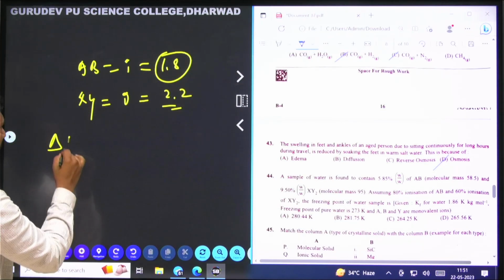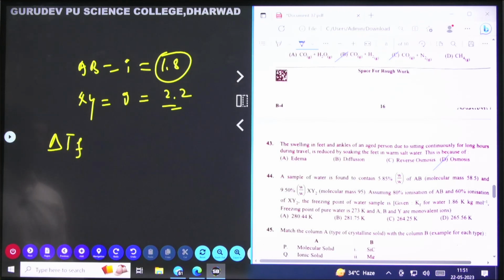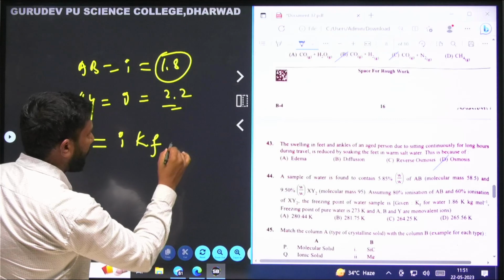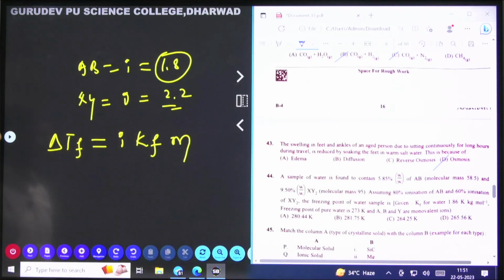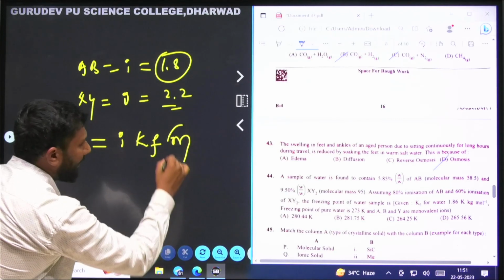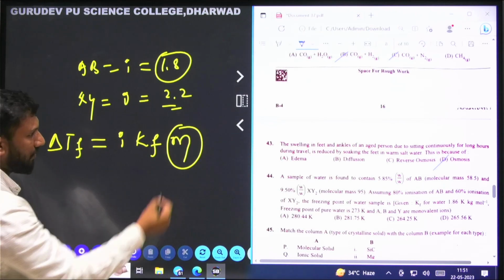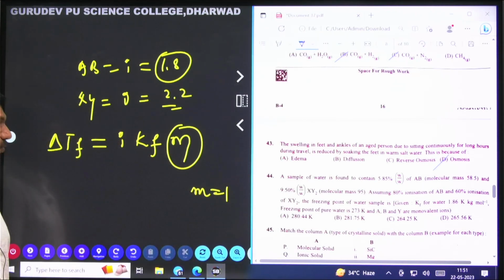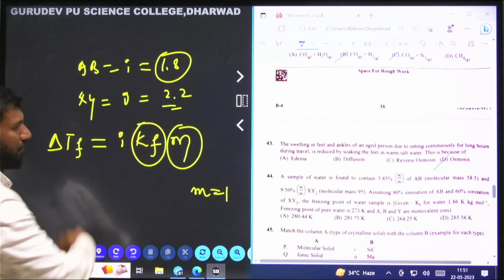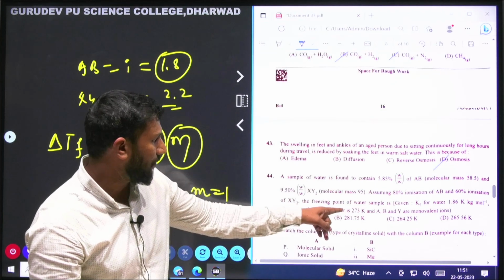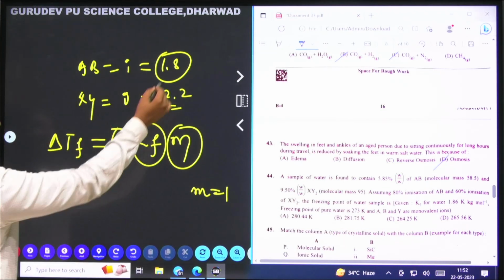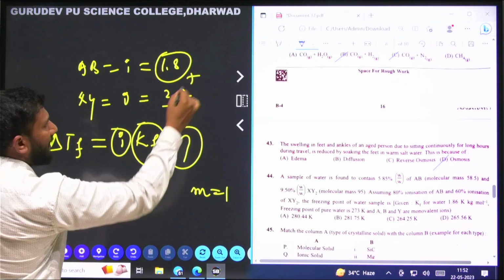We know the depression in freezing point, delta Tf, is equal to i into Kf into molality. So when you substitute the values given there, the molality is found to be 1. The Kf value for pure water is 1.86, and the Van't Hoff factors 1.8 and 2.2 should be added.